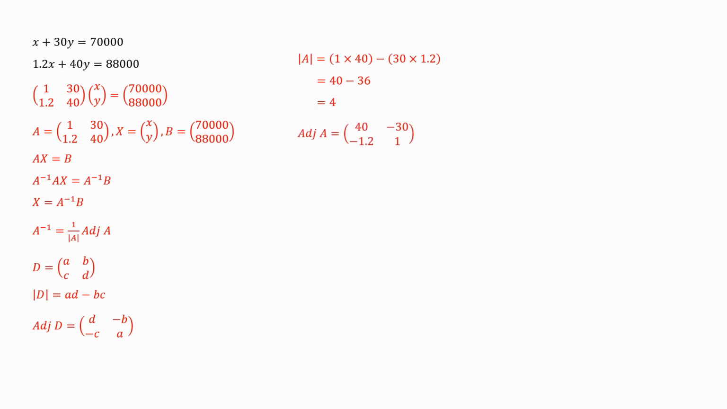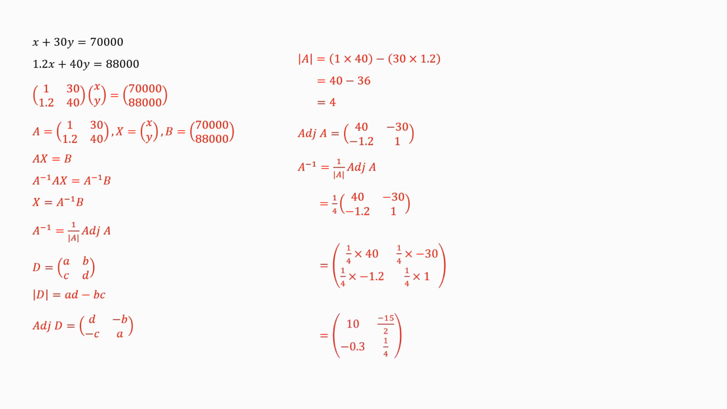Then the adjoint of A will be [40, negative 30; negative 1.2, 1]. So the inverse of A will be 1 over 4 into [40, negative 30; negative 1.2, 1]. We open the brackets, we have 1 over 4 times 40, 1 over 4 times negative 30, 1 over 4 times negative 1.2, and 1 over 4 times 1. So the inverse of A is [10, negative 15 over 2; negative 0.3, 1 over 4].